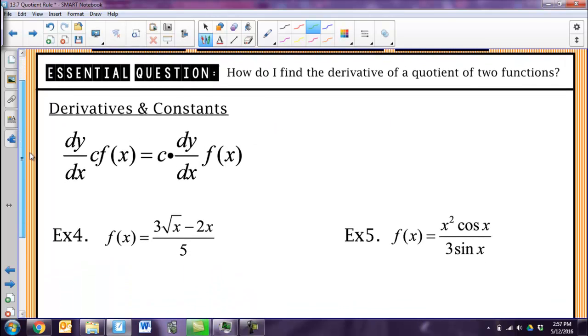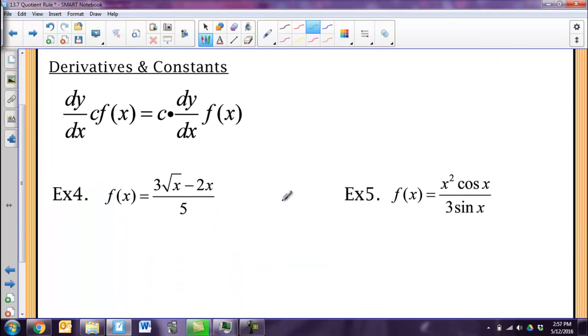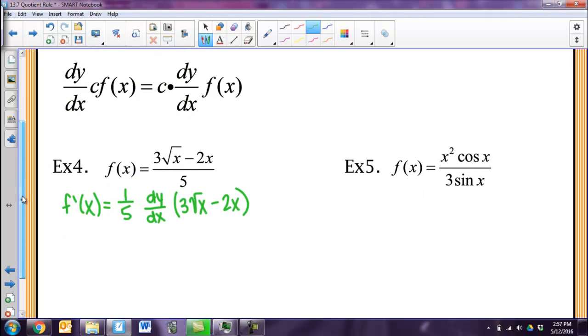So if I look at number 4 here, it looks like it's being divided by something, but really this is just some number. What I could do here is multiply by 1/5, and that would be the same thing, multiplying this function by 1/5. So in order to find my derivative, I'm going to worry about that 1/5 later. I'm just going to find the derivative of this function, 3 square roots of x minus 2x, because then I don't have to worry about any denominators or any crazy fractions.